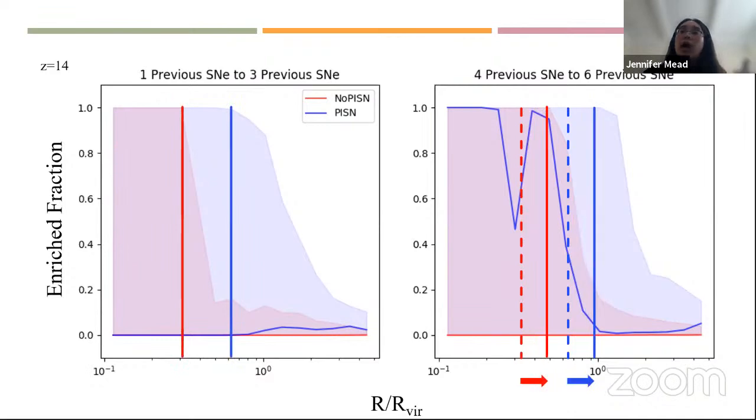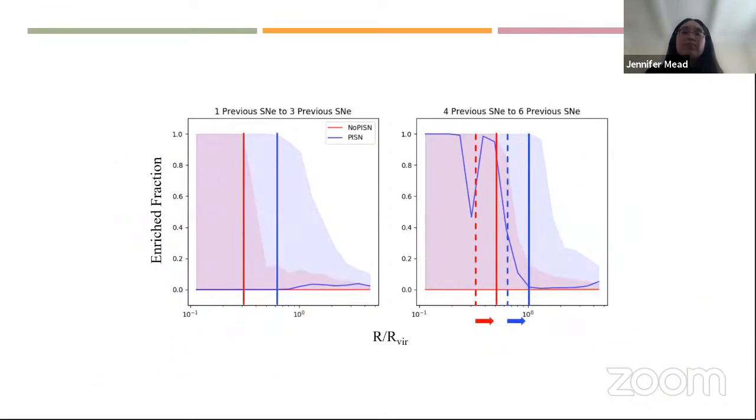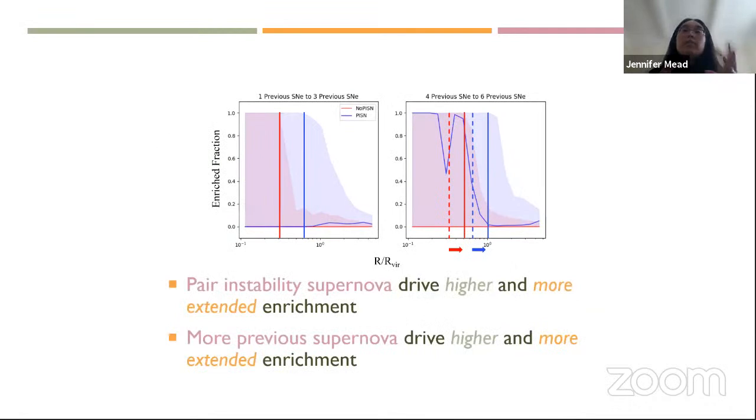So you'll actually notice a couple of things looking at these plots. First is that our pair instability supernovae, which are in the blue, are driving higher and more extended enrichment than our no pair instability or our core collapse supernovae. And this is perhaps to be expected, as pair instability supernovae are much more energetic, as well as, we rip apart the whole star and we're distributing the contents of that entire star into the surrounding medium. Second thing you'll notice is that having more previous supernovae, as you can see on the right-hand plot, also drives higher and more extended enrichment, perhaps to be expected.